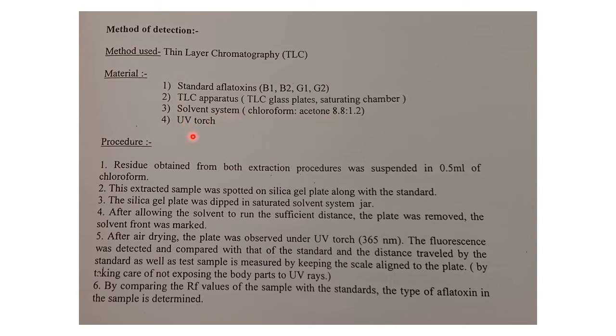Okay, so why chloroform and acetone? Because our aflatoxins are soluble in chloroform, acetone, even methanol and benzene. Remember, that's the reason why we extracted our aflatoxin by using chloroform. Now the procedure. The residue obtained from both extraction procedures was suspended in 0.5 ml of chloroform.